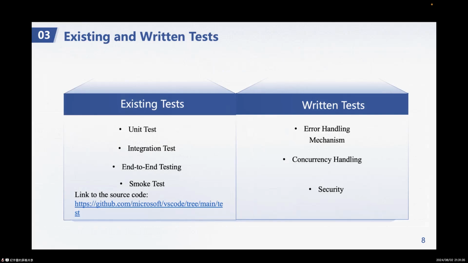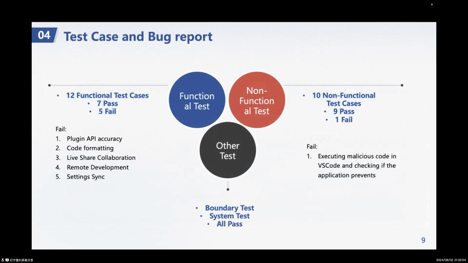Existing tests include unit tests, integration tests, end-to-end tests, and smoke tests. When using this program to perform self-updates, our team identified some potential issues. Therefore, we examined the relevant code. Through our own unit tests, we discovered several issues in the code and made some improvements. Then we conducted 12 functional tests, 10 non-functional tests, and 2 other tests.